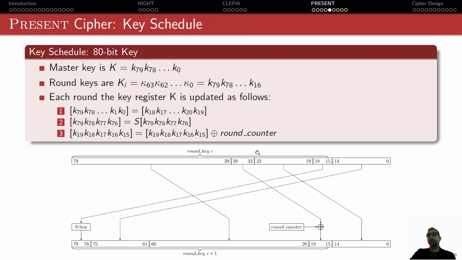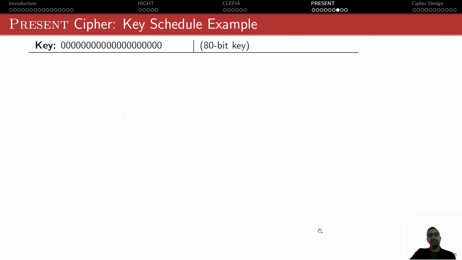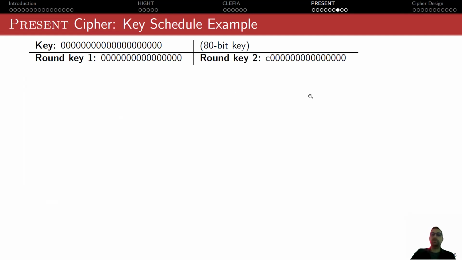Then I rotate this, but actually since all of them are zeros, rotating doesn't make any effect. Then I apply the S-box to the 4 bits. Recall that all zeros become C here. Then you add the round counter here. So this has the following effect. You take the first 64 leftmost bits as your first round key. Then you do the rotation, perform the S-box operation. It only affects the leftmost 4 bits, right, due to the S-box operation.